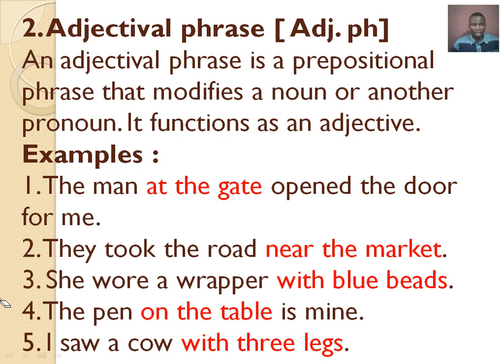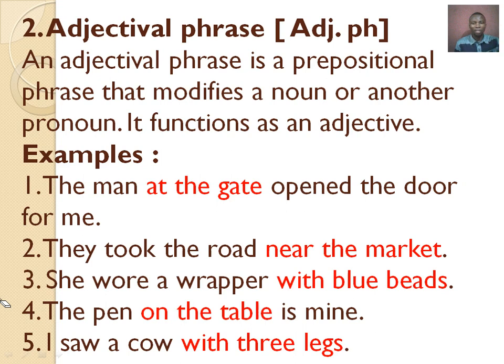The man at the gate. Which road did they take? They took the road near the market. Which wrapper did she wear? She wore the wrapper with blue bead. The other person says, which pen is mine? The pen on the table. Which cow did you see? Or which cow did I see? A cow with 3 legs.